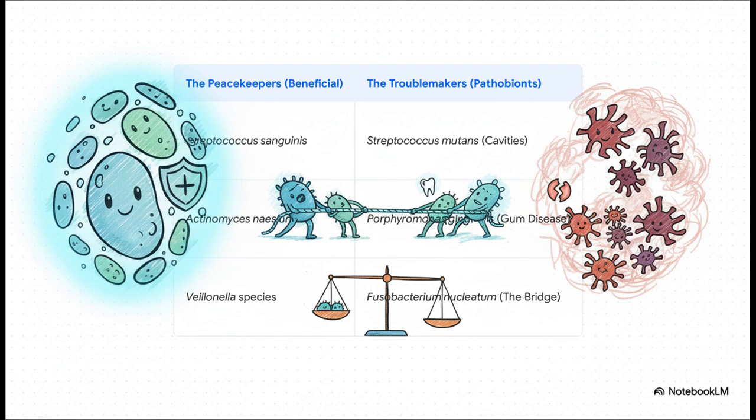On the right, you've got the troublemakers. Now these guys aren't inherently evil. In a healthy mouth, they're just kind of hanging out in small numbers, kept in check by the peacekeepers. The problem starts when the balance tips, and these troublemakers, like Streptococcus mutans, the main culprit for cavities, or Porphyromonas gingivalis, a ringleader in gum disease, suddenly get the upper hand.